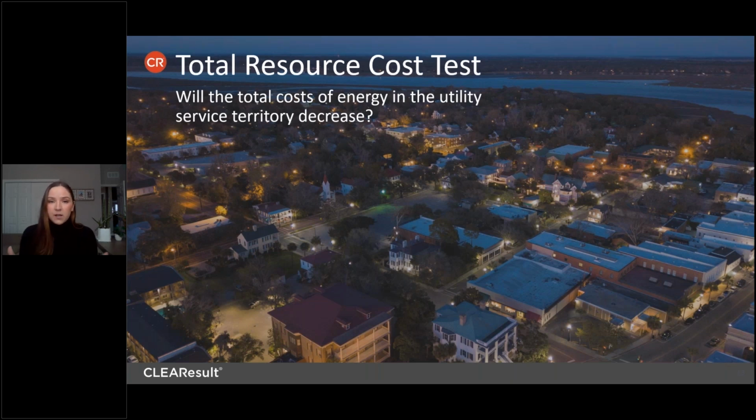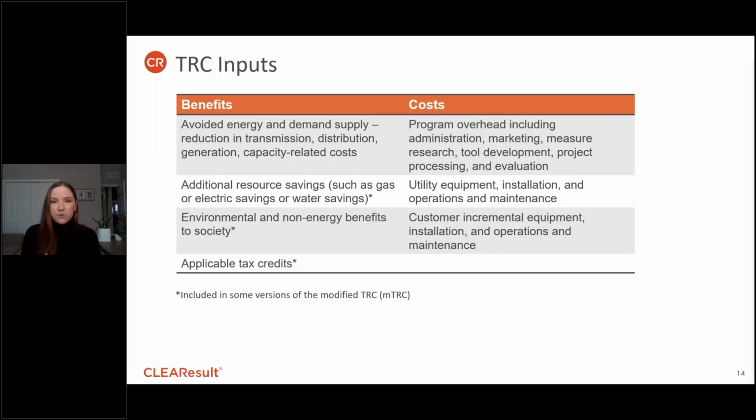And now we're just going to look at what are the benefits and what are the costs of this test. So starting with our benefits, our one main benefit for just the base TRC is going to be our avoided energy and demand costs. So this is going to be the costs that were saved associated with the reduction in transmission, distribution, generation, and capacity related costs.